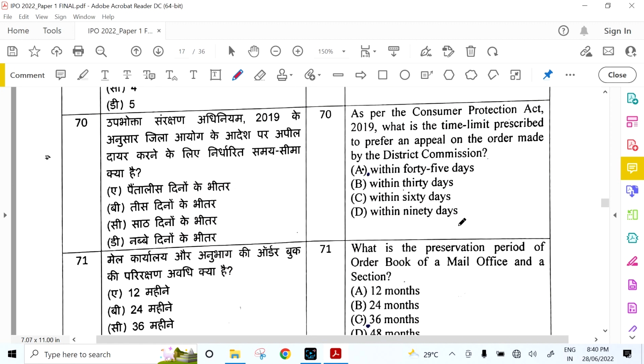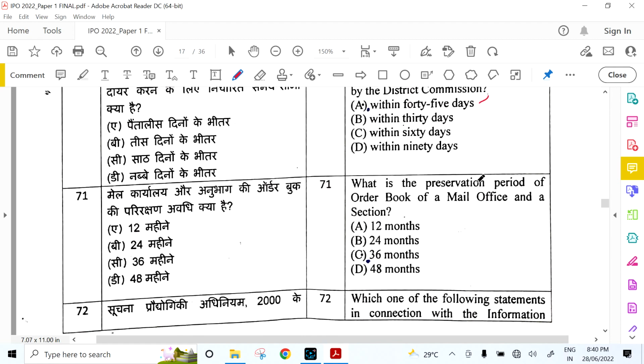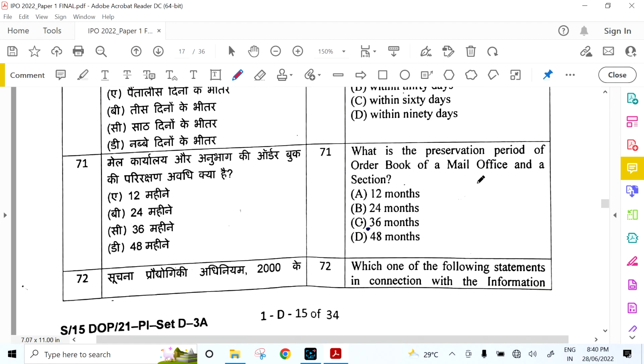As per the Consumer Protection Act 2019, what is the time limit prescribed to prefer an appeal on the order made by District Commission? It is 45 days, within 45 days. Next question. What is the preservation period of an order book of a mail office and a section? It is 36 months under volume 7 under rule 17.